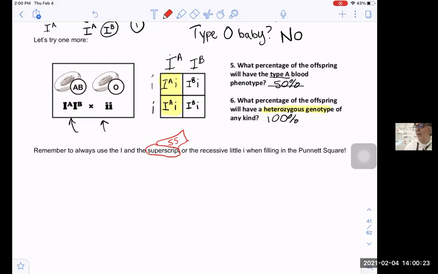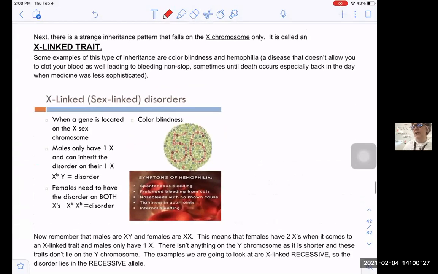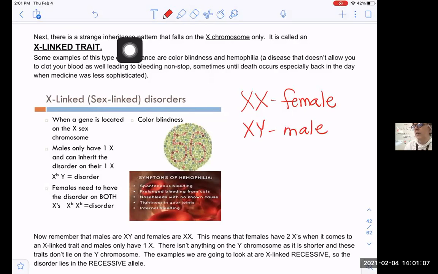All right, so we're going to move on now to look at the next type of inheritance pattern that falls on the X chromosome only. Okay, so we have to remember a couple things about what the X chromosome is. I'm going to remind you that you have 23 pairs of chromosomes. Your 23rd pair is called your sex chromosomes. If you are a female, you have XX, 2 X chromosomes. And if you're a male, you have XY chromosomes. You only have 1 X. So we're talking about inheritance patterns today that fall on the X chromosome only. We're also going to be focusing only on X-linked recessive traits.